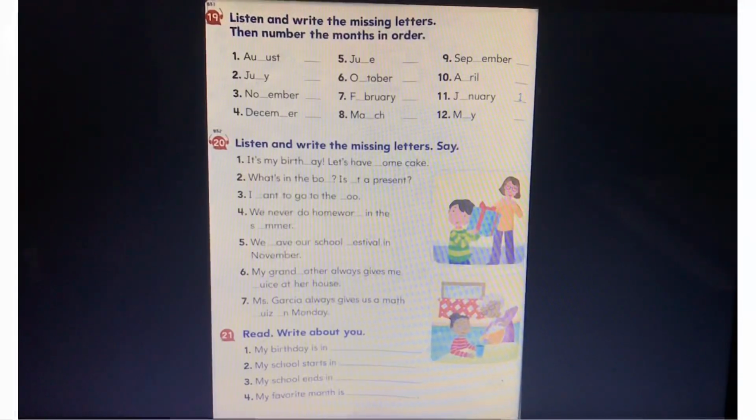That goes to number 3. When does my school end? So, we know that normally school ends in June.